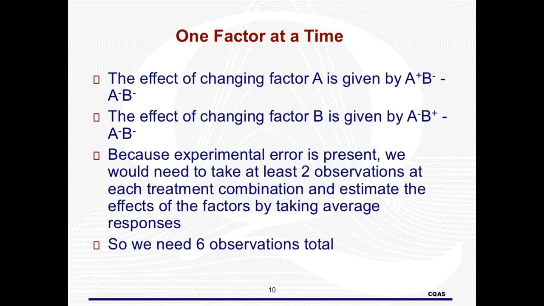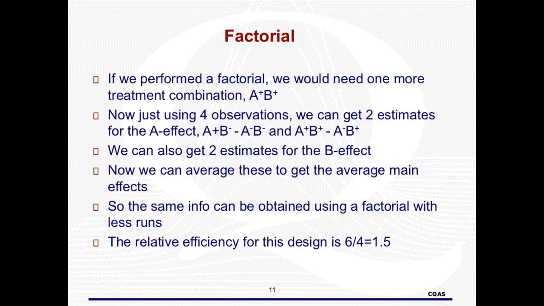The problem here is that we need to take into account experimental error. By doing this, we would need at least 2 observations at each point, which means 6 overall. This would allow us to take an average of 2 points to get the main effects. For the factorial, we add a 4th treatment combination. Now, based on the 4 points, we can get an average for the main effects for both A and B. So we are getting the same info in fewer runs.